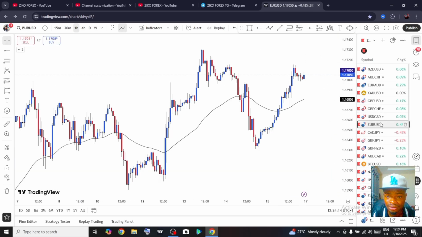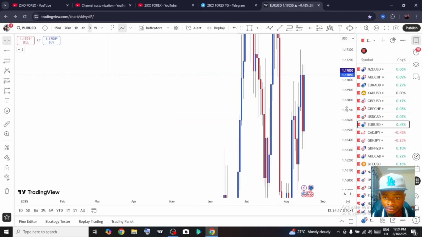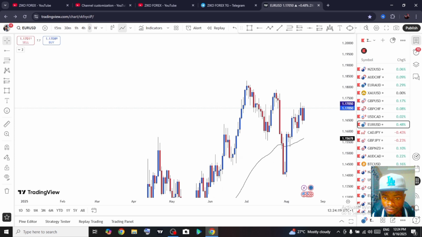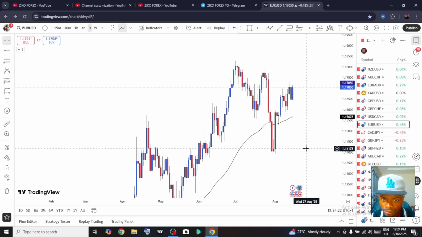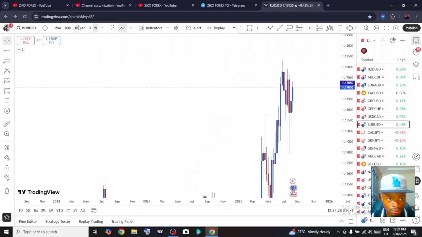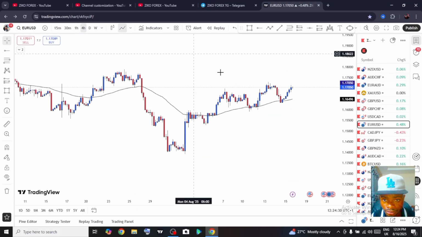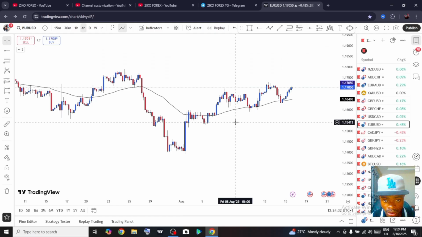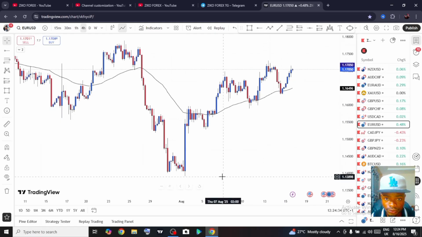Euro USD, daily time frame. Weekly time frame. 4-hour.